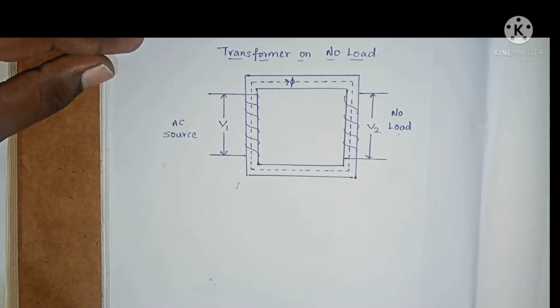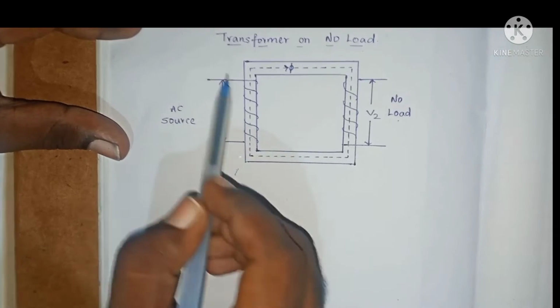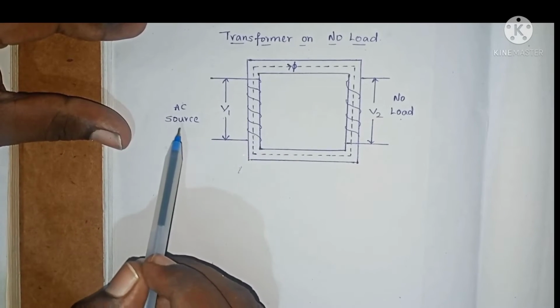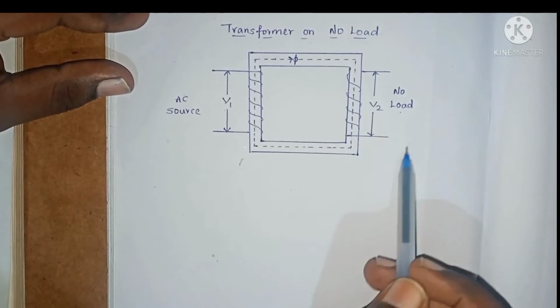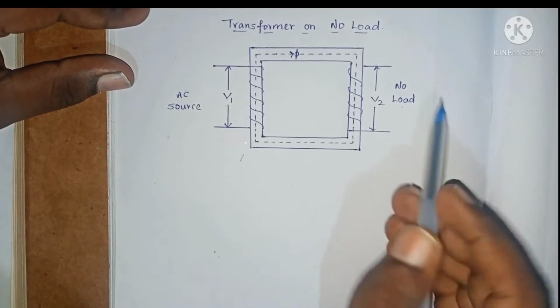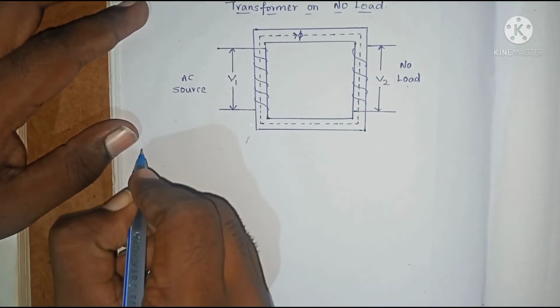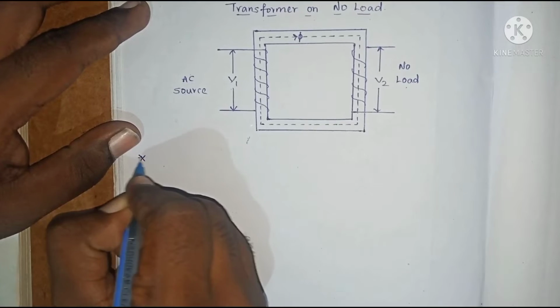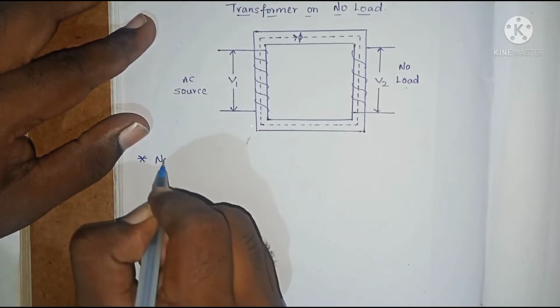Transformer on no load. It consists of two windings. The winding which is connected to the AC source is known as the primary winding, and the winding which is connected to the no load is known as the secondary winding, that is V2. Under no load condition, it draws a current of 2 to 5% of its full load current.